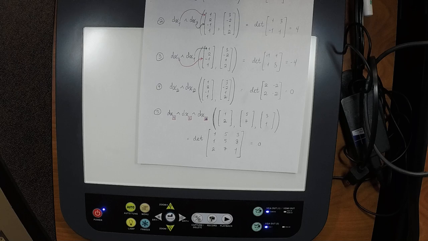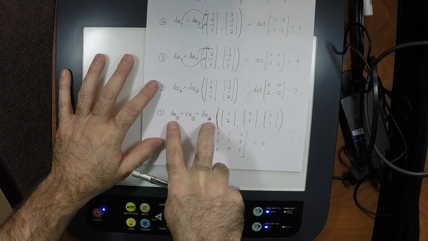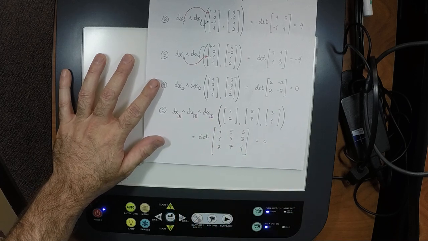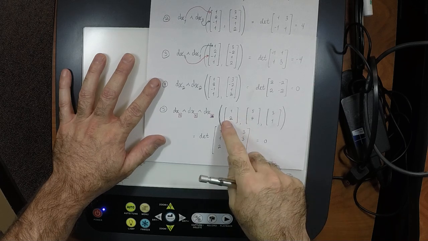Okay, so what that means is that this is a 3-form on R what? On R2. It's a 3-form because it takes three vectors, on R2 because the vectors are sitting inside of R2.